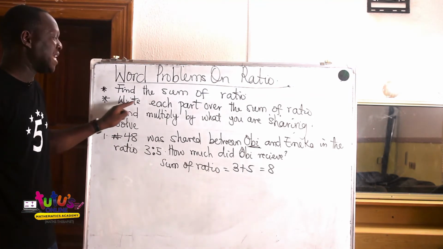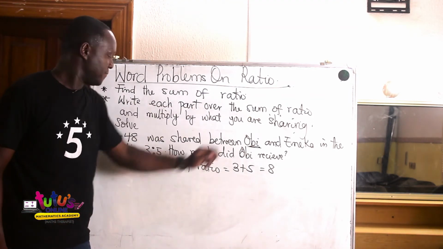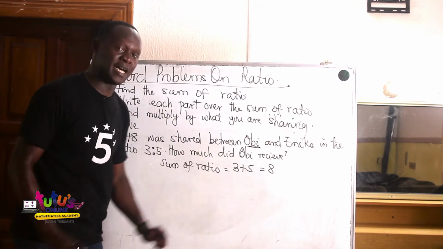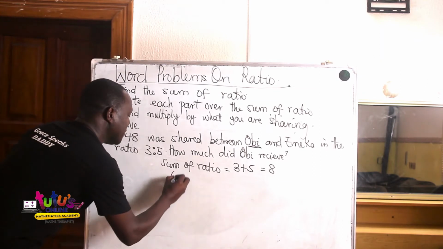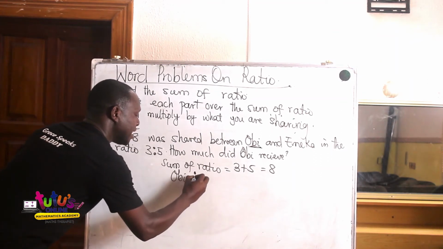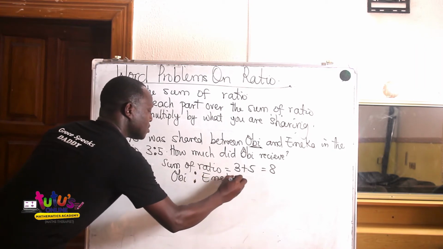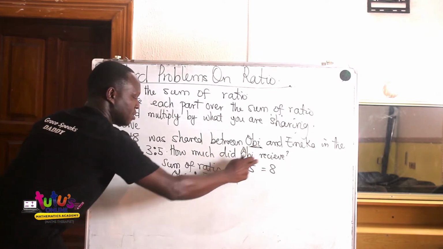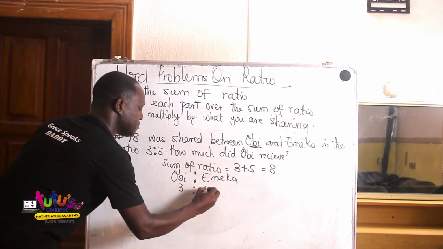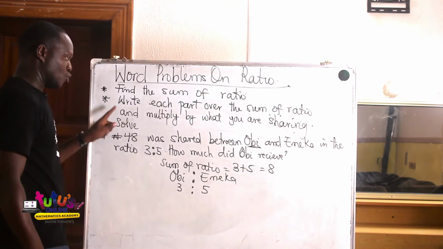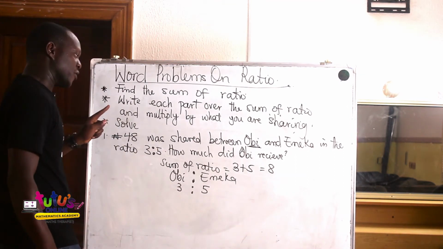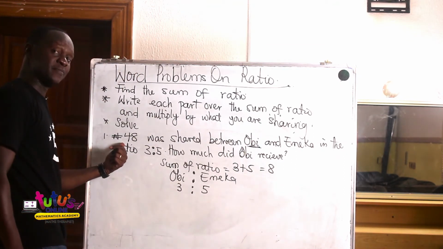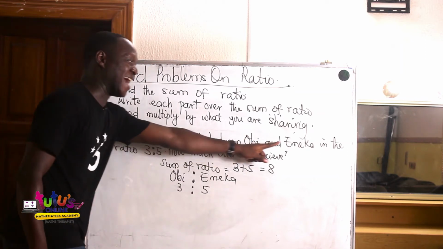What's the next thing? Write each part over the sum. Our first part is 3, which represents Obi. 5 represents Emeka. This is how you present it: Obi ratio Emeka. So Obi's part is 3. Emeka's part is 5. So write each part over the sum of ratio and multiply by what you are sharing. What are we sharing? 48 naira for Obi and Emeka.